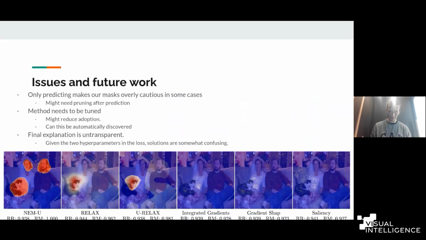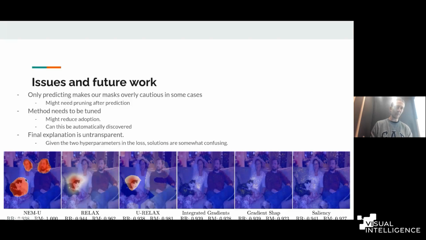Final thing to talk about. What are some of the issues of the current NEM-U framework, and what could be some ways to mitigate them in the future? One of the things we found fairly quickly after creating this paper is that NEM-U tends to create very cautious masking. As you can see here, all of these methods, even these which are kind of bad, say that the cat is most important.